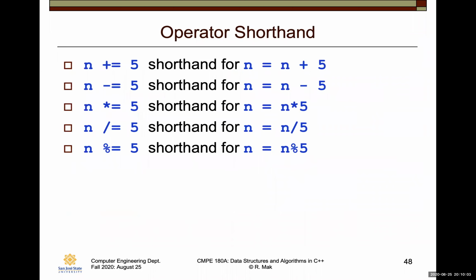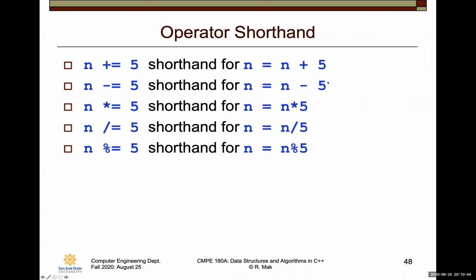Okay. All right, here is some shorthand. Quite often, you want to add or subtract a value to a variable. So here I have n has some value. I want to add 5 to it and then make that the new value of n. Here I'm subtracting 5 from n and making that the new value of n. Or I want to take the existing value of n, multiply it by 5, and make that the new value of n, or divide it by 5, or take the remainder. And then make that the new value of n.